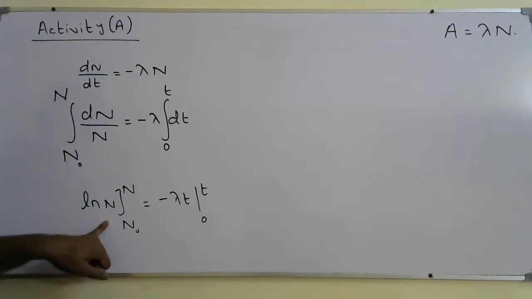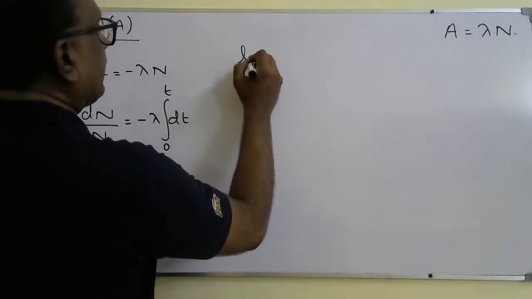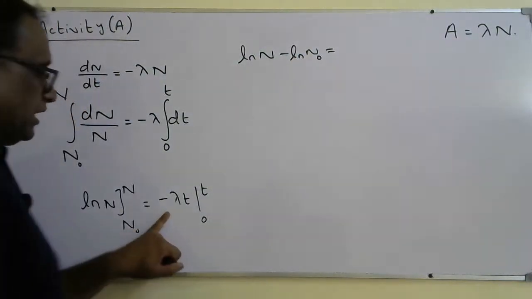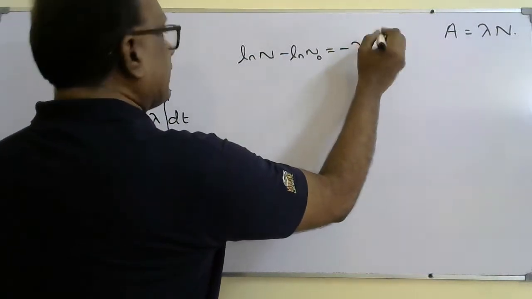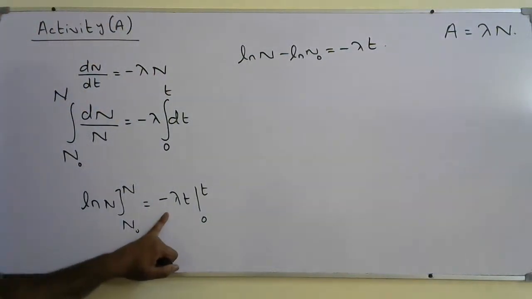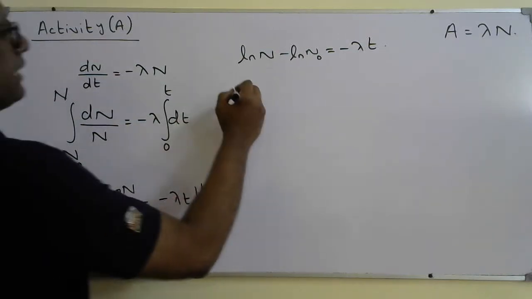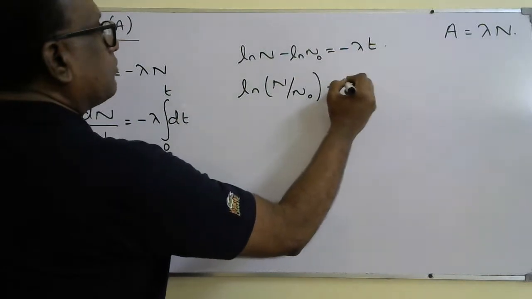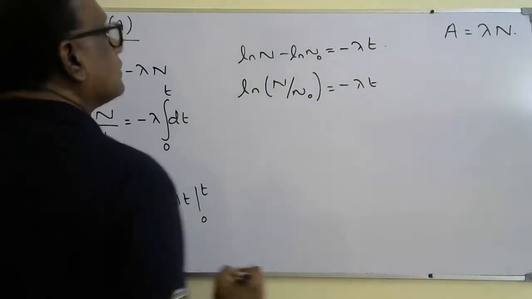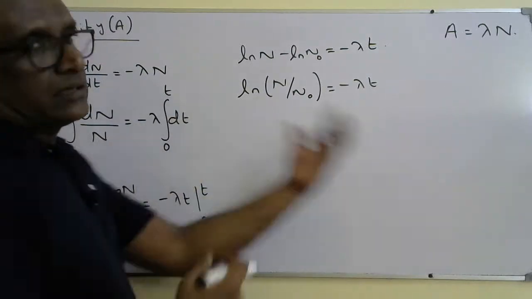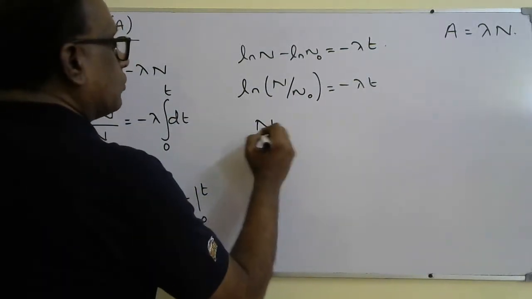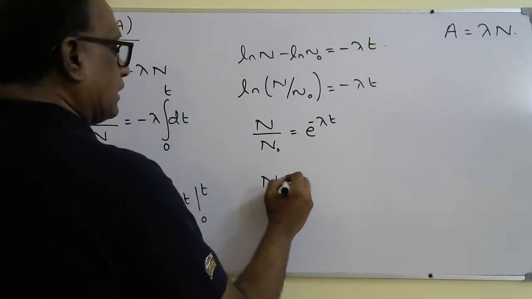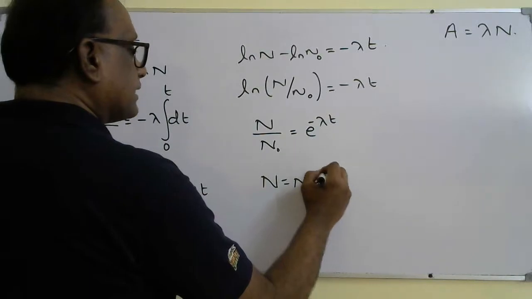Okay, so we can say ln N minus ln N naught is equal to minus lambda t. That is ln N over N naught equal minus lambda t. So take antilog on both sides. N over N naught equal e to the power minus lambda t. N equal N naught e to the power minus lambda t.